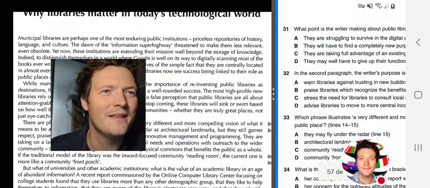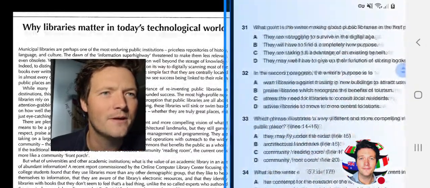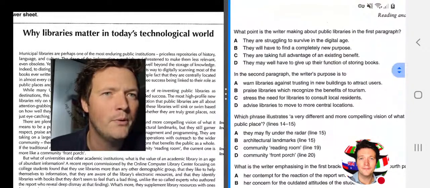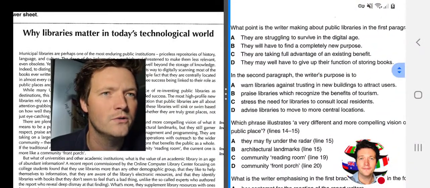I'll get them. There they are. So let's see if I can just see them. There we go. Right, so what point is the writer making in the first paragraph? A, B, C, or D?